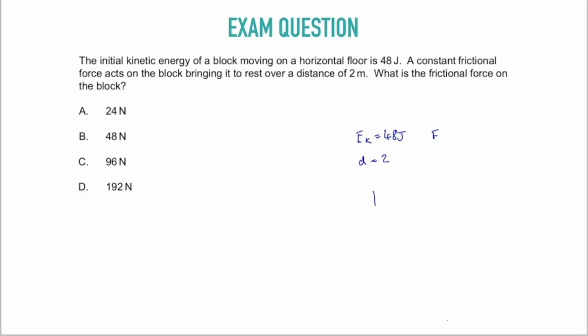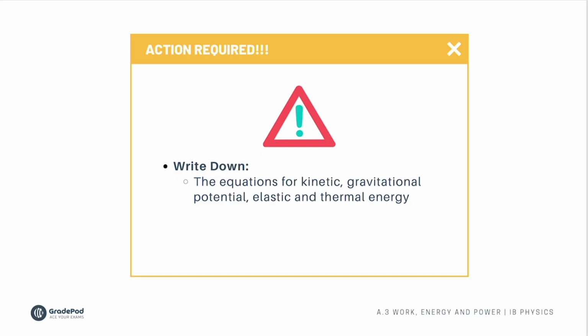So work is being done on the block to change its kinetic energy from this kinetic energy here to 0. So work has been done to do that. W equals Fd. We have Ek totally transfers its energy using work done. So 48 equals force times 2, so F equals 24. The answer is A. Again, I hope you found that useful.